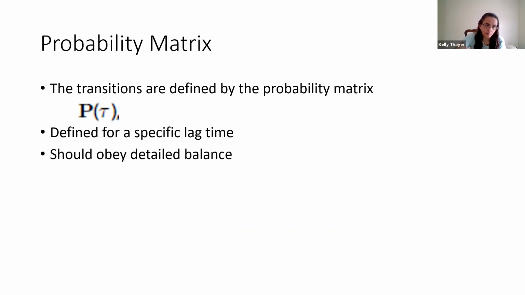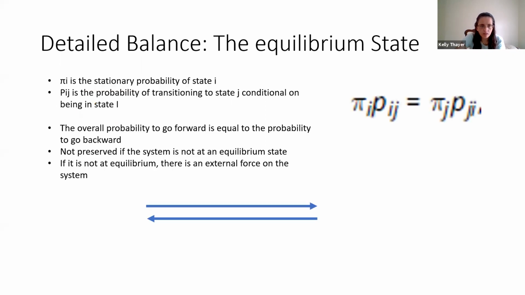So that is P of tau, which means that it is going to be a function of a specific amount of time. That's our lag time. And so these probabilities should obey balance. The detailed balance is basically for the equilibrium state. Now, if you are not working in the equilibrium state, then this will not hold. But if you are working under the auspices of an equilibrium Markov State model, then this in fact should hold.